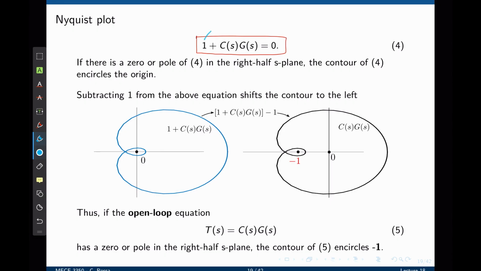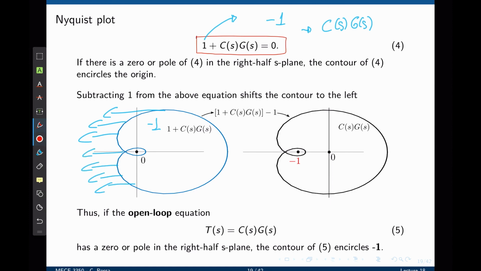Well, we have this number 1 here that could be removed if you subtract 1 from the entire expression. If you subtract 1, now we are dealing with c of s times g of s. What happens to the Nyquist contour? If you now take this contour and subtract 1 from it, the entire contour will shift to the left by 1 unit. Now, instead of looking at encirclements of 0, we are looking at encirclements of -1.